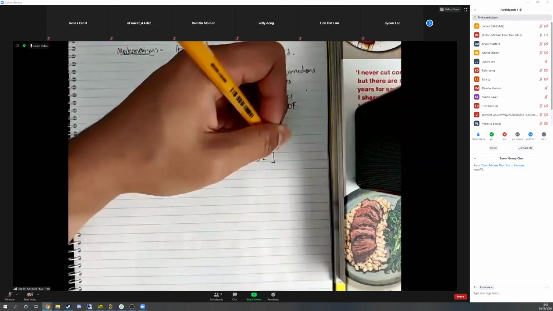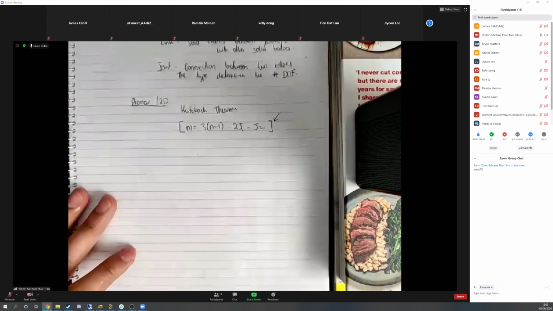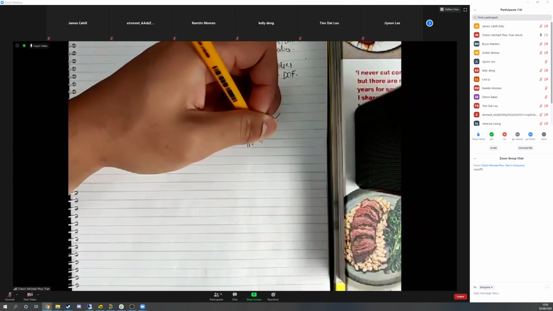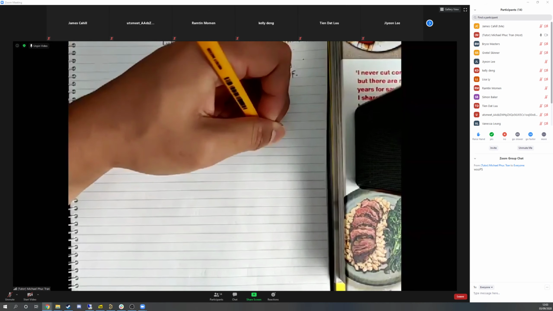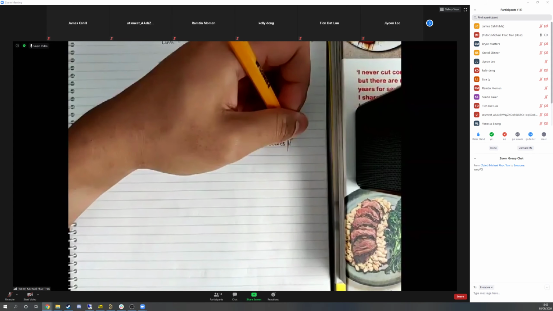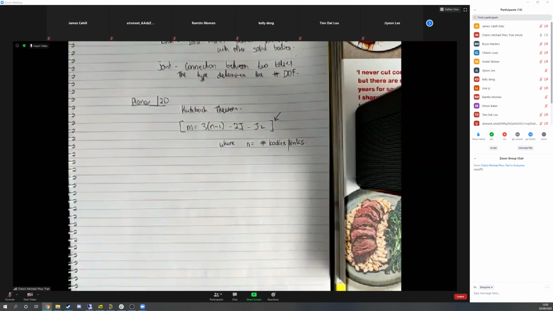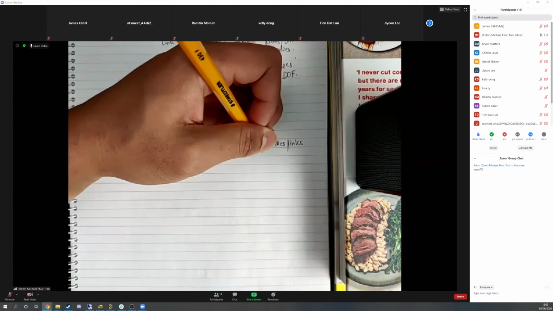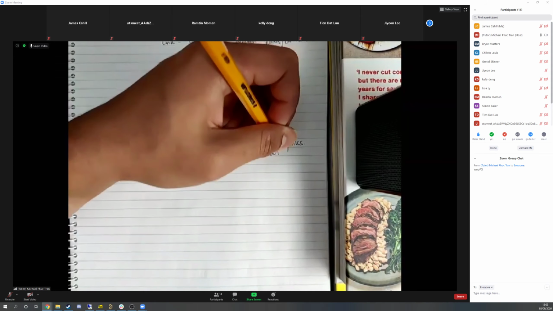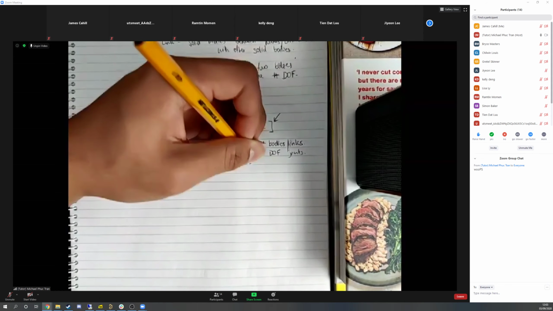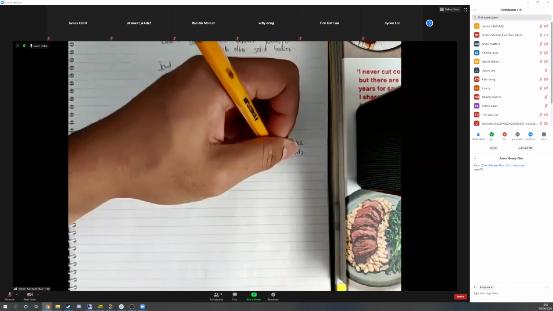That's key. Where N is your number of bodies or links. J1 is your 1 degree of freedom joints. And J2, you could probably guess, is 2 degrees of freedom.